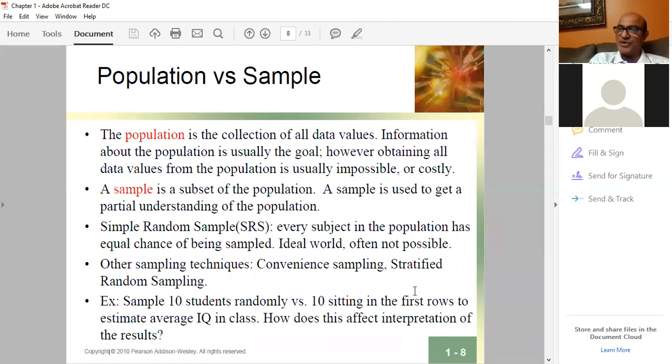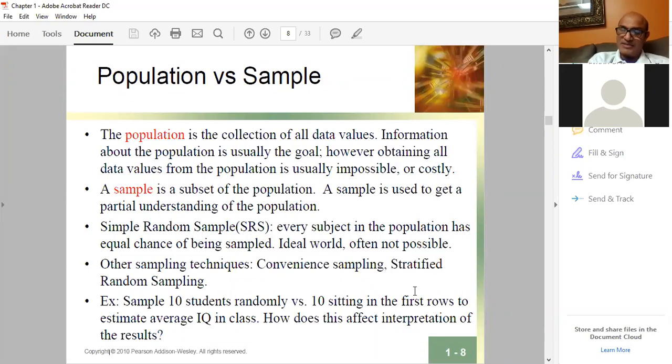You must be wondering why I wrote it down like this. Why can't we get all the data values of the population? Or it's very costly. Why? Wait, I'll let you know. Second, the sample is a subset of the population. A sample is a subset, I told you. It's just a part of the population. A sample is used to get a partial understanding of the population. Intentionally, I put this word, partial understanding, of the population. Let's try to understand these two definitions first. Let me give you one example.